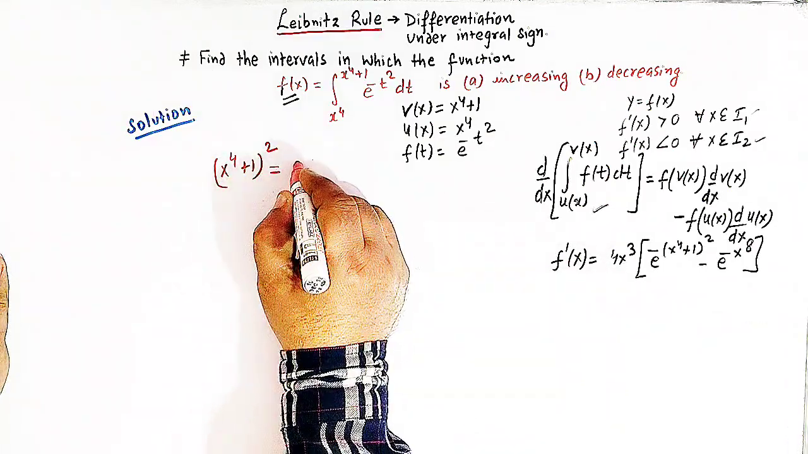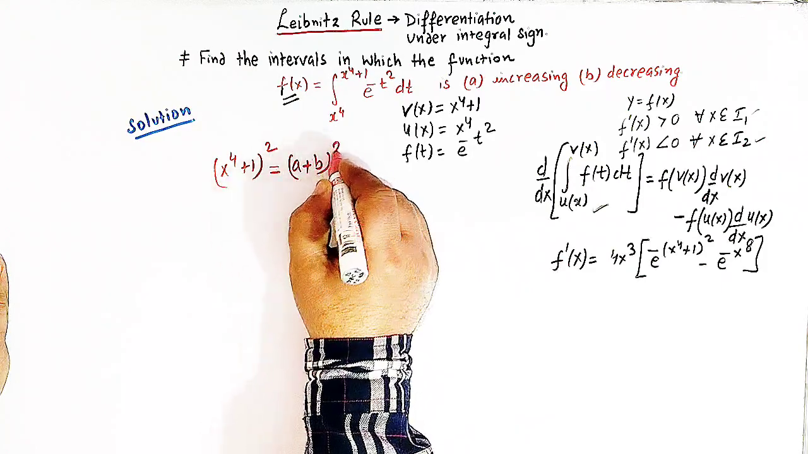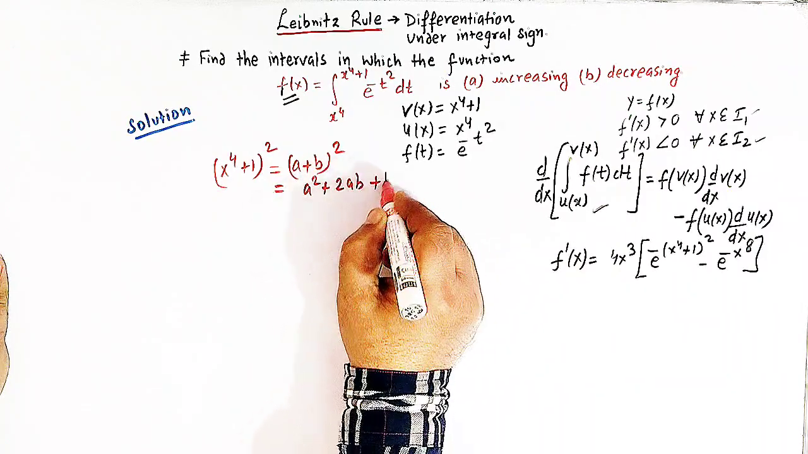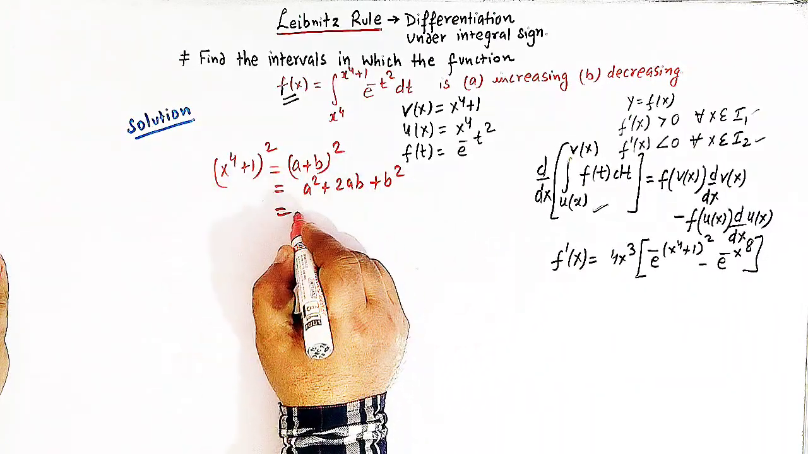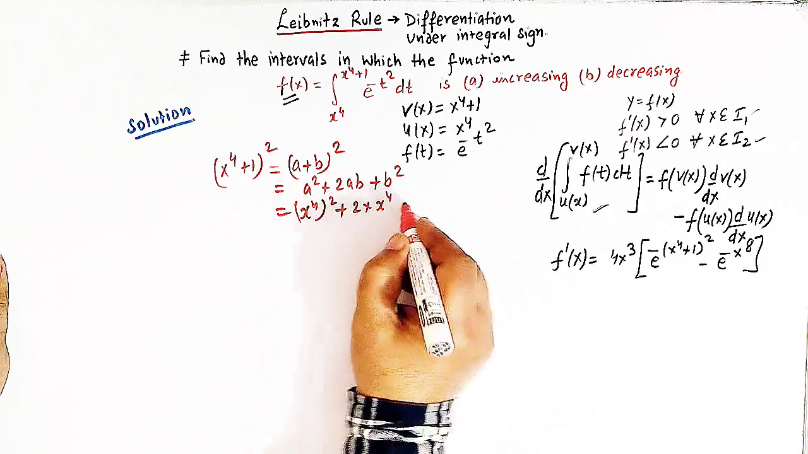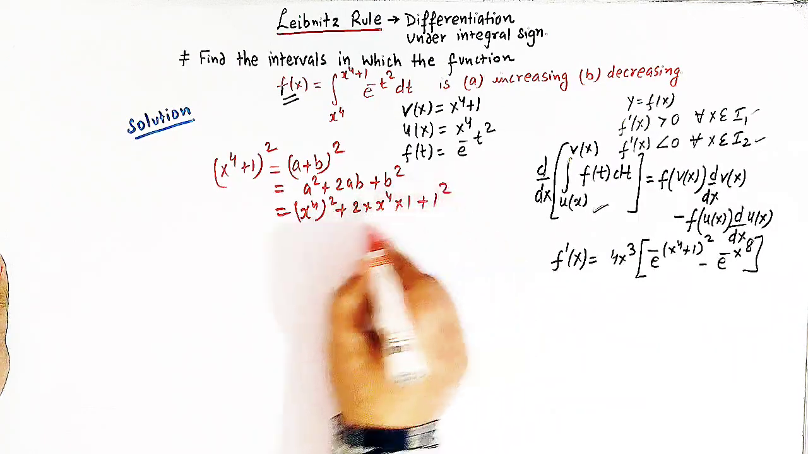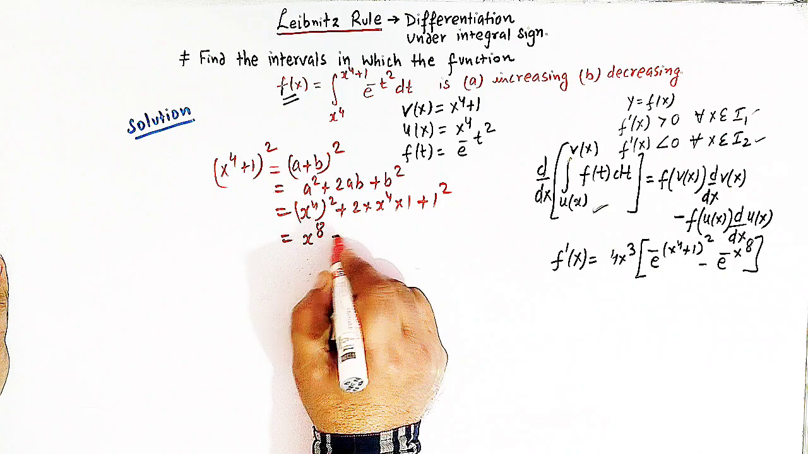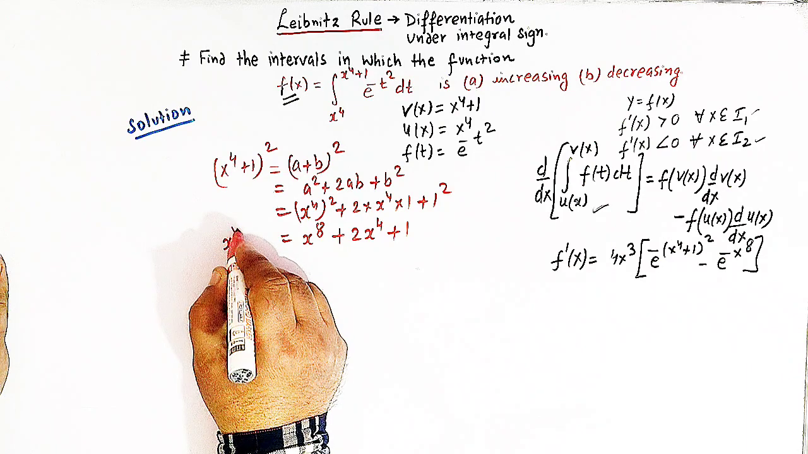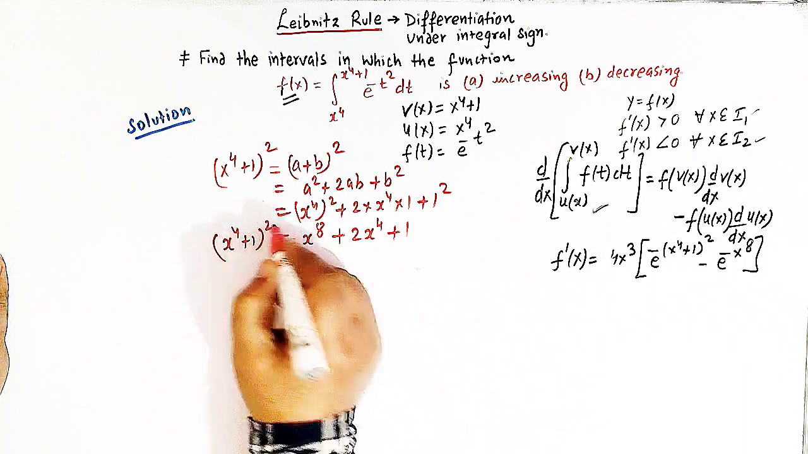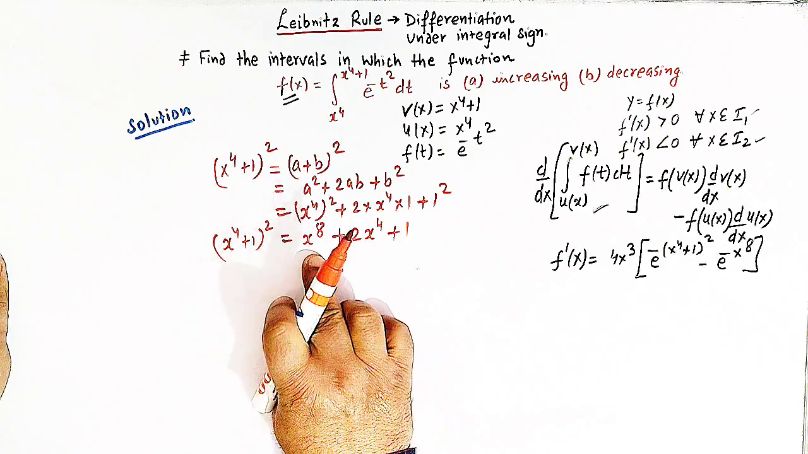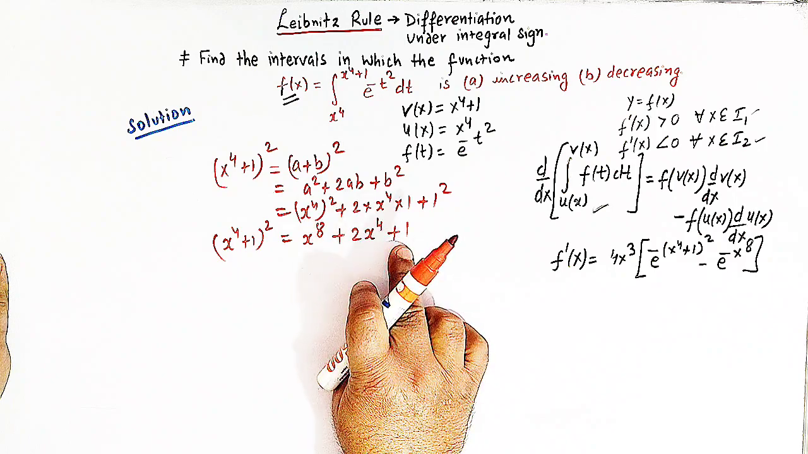Now this is of the form a plus b whole square, so we can simply apply this identity, and now we have a square. A square is x raised to 4 square, then we have 2 times x raised to 4 times 1 plus 1 square, so we have x raised to 8 plus 2x raised to 4 plus 1, right? So this is an important step in this problem. So x raised to 4 plus 1 whole square is equal to this trinomial, right?